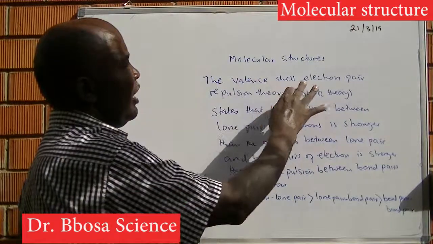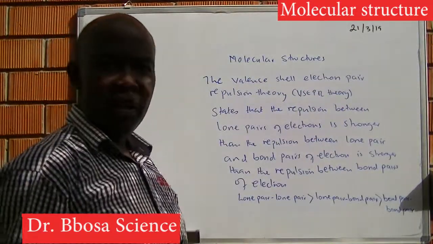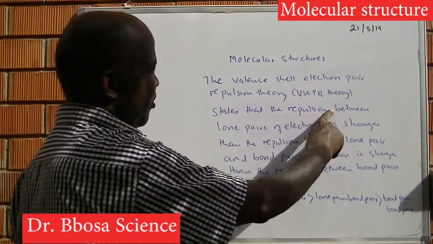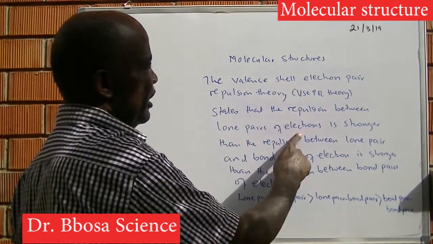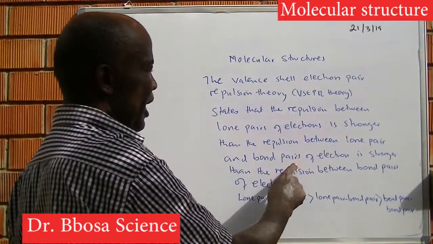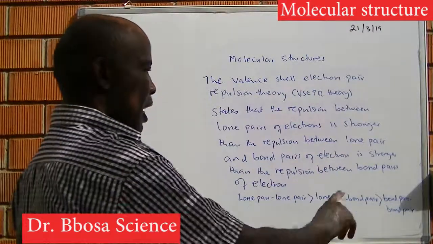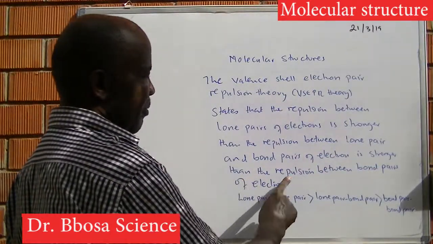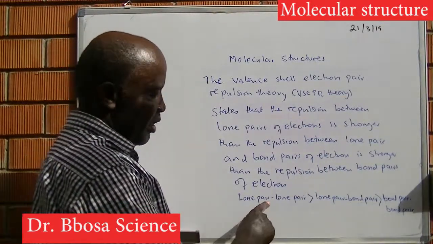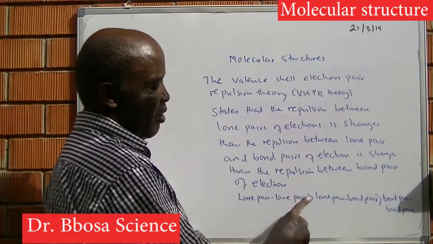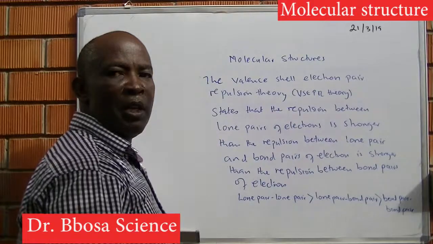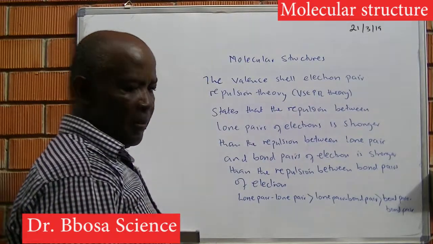The valence shell electron pair repulsion theory states that the repulsion between the lone pairs of electrons is stronger than the repulsion between the lone pair and the bond pairs of electrons, and is stronger than the repulsion between the bond pairs of electrons. So the repulsion between lone pair and lone pair is stronger than that between lone pair and bond pair, which is stronger than the repulsion between the bond pair and bond pair.